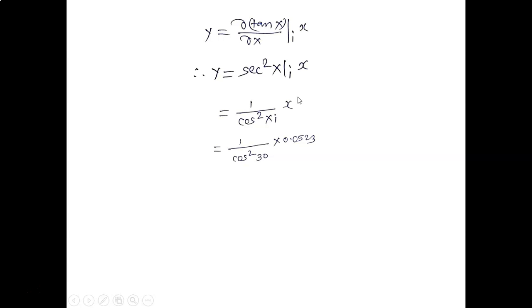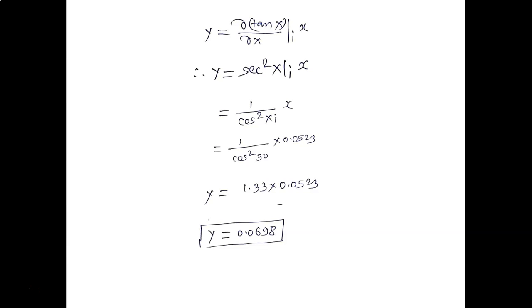Therefore, 1 by cos square 30 degree into 0.0523. Therefore, small y is equal to 1.33 into 0.0523. Therefore, small y is equal to 0.0698.